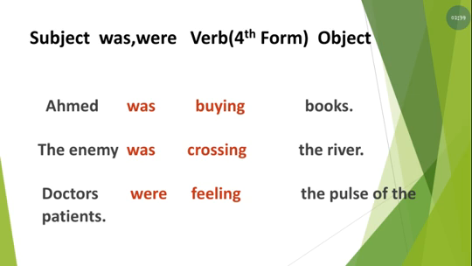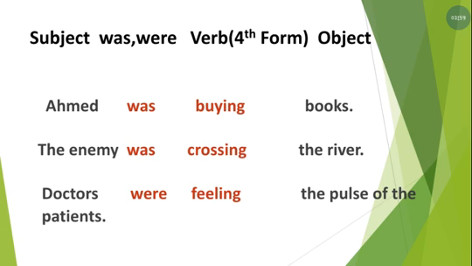After the helping verb, you will use fourth form of the verb. Fourth form means ing form. Like eat to eating, play to playing, and at the end, you will write object. So this is how we make the sentences of past continuous tense. Now let's see some examples.